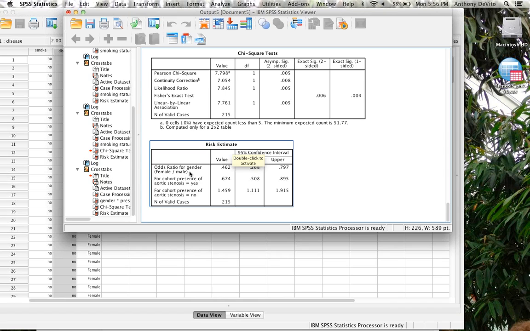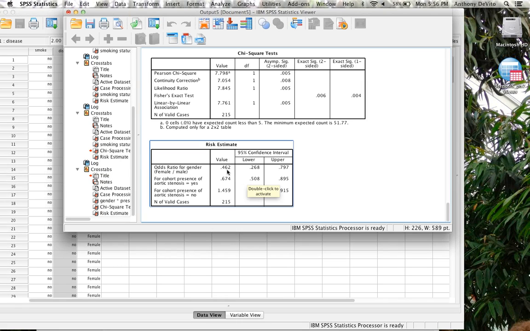Let me look at my odds ratio. My odds ratio is 0.462, and the 95% confidence interval is 0.26 to 0.79. It excludes one, so I can reject my null hypothesis. Same thing with my relative risk, 0.5 to 0.89. I can reject my null hypothesis.